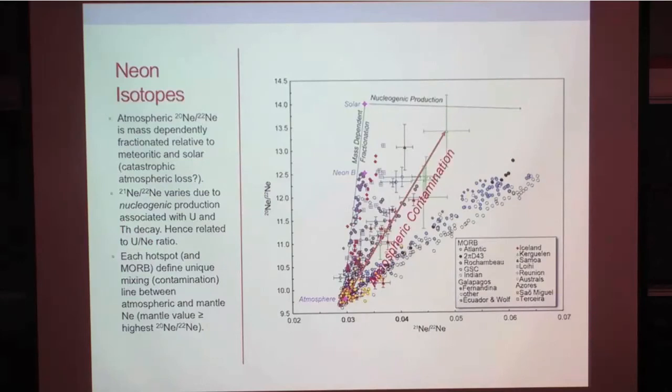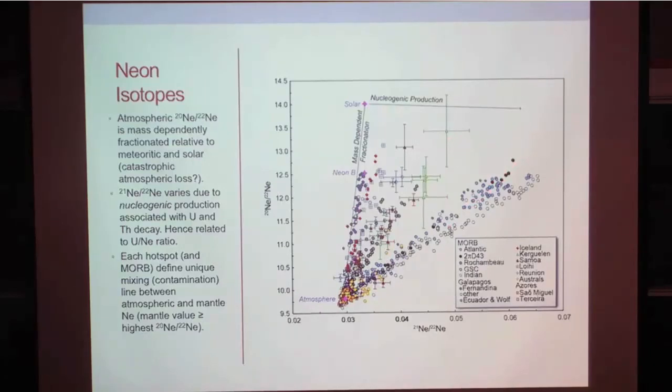And what we see is these various islands and mid-ocean ridge basalts and such all produce arrays like this, pointing back to the atmosphere. So that's largely atmospheric contamination. Somehow in collecting the sample and getting it into the lab, you've gotten some atmospheric neon in there. And so it's really the highest points that we're interested in. Where do these lines end, and how far can we extrapolate them, that sort of thing.